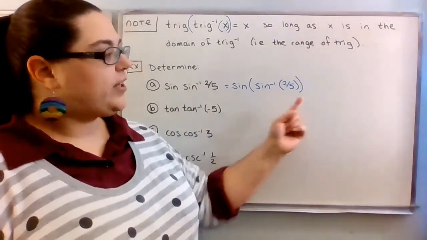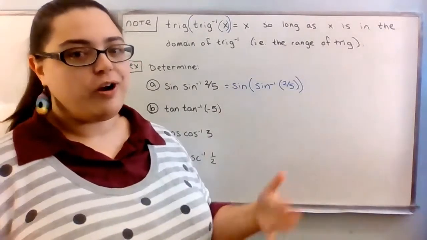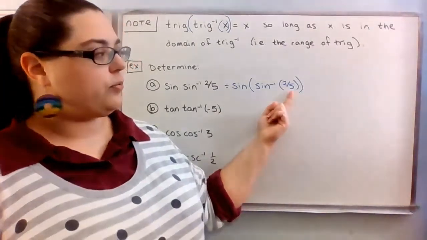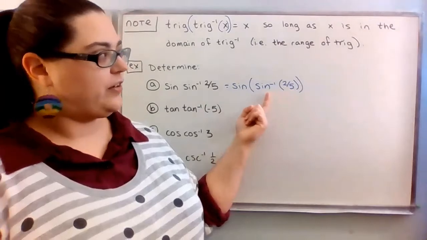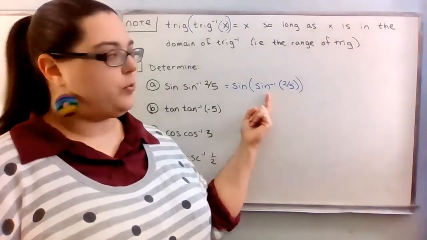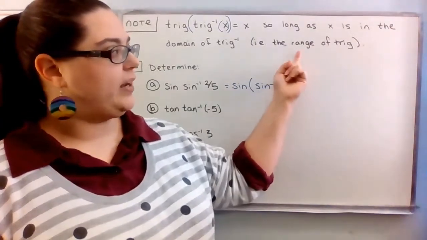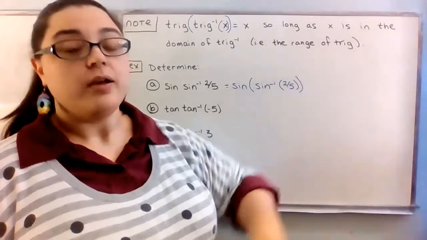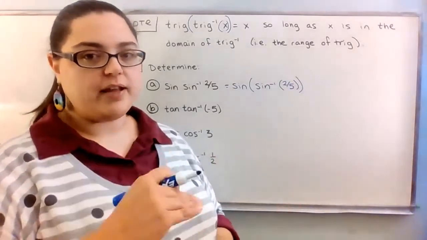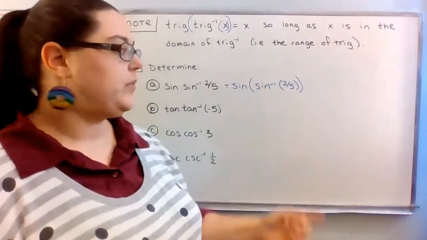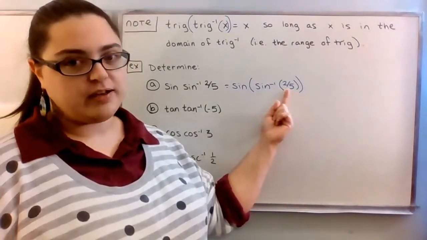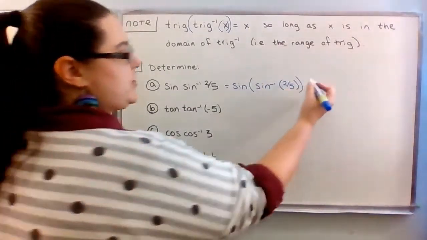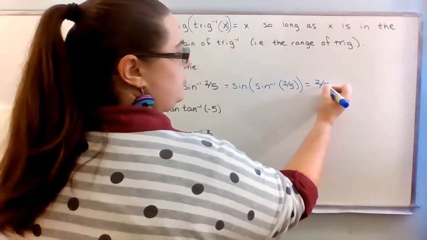Now this is going to equal 2/5 so long as 2/5 is in the domain of inverse sine. In other words, 2/5 has to be in the range of sine. Sine has a range from -1 to +1, and 2/5 is in between -1 and +1. So this is going to equal 2/5.